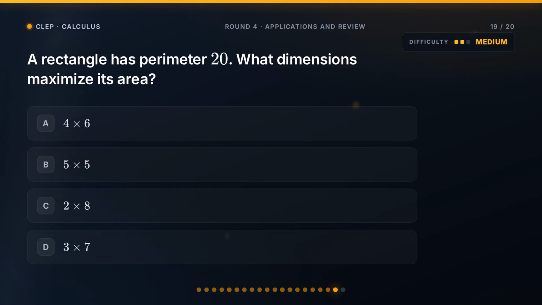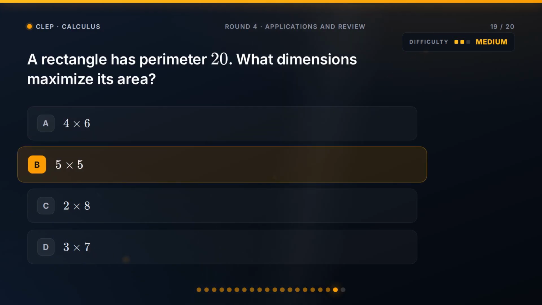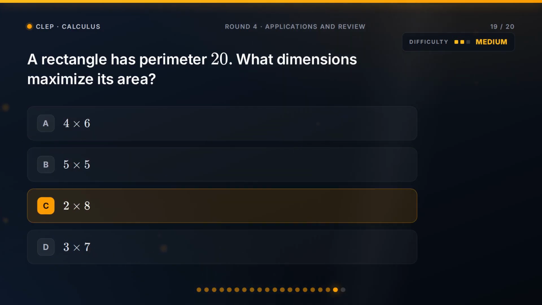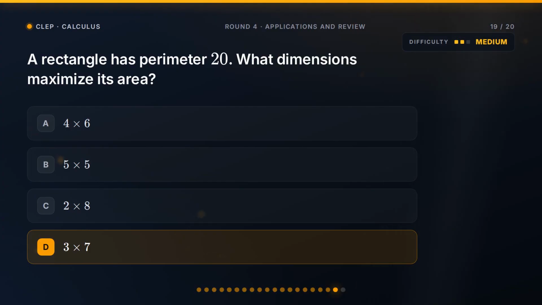Question 19. A rectangle has a perimeter of 20. What dimensions give the maximum area? A. 4 by 6. B. 5 by 5. C. 2 by 8. D. 3 by 7.